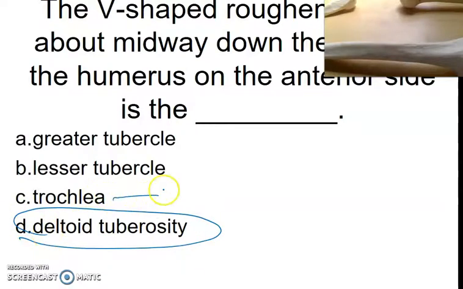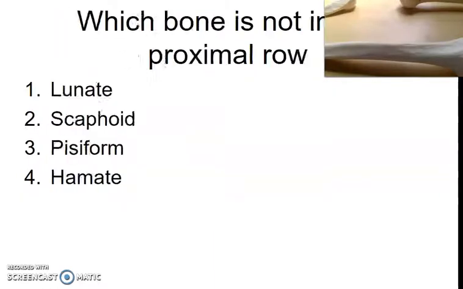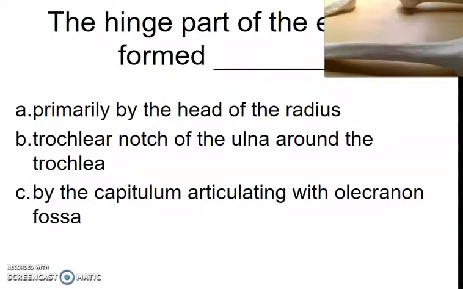Trochleella is distal end. These are anterior, so yeah. The hinge joint of the elbow. What did I keep saying? It was the ulna or the radius? It's the ulna. So the trochlear notch of the ulna around the trochleella. Oops. So, we'll talk about that in our next video.